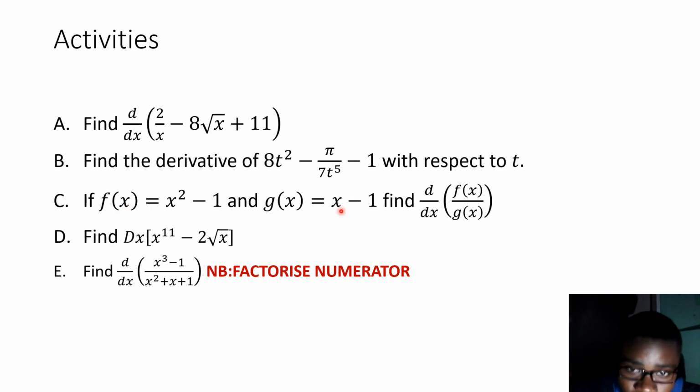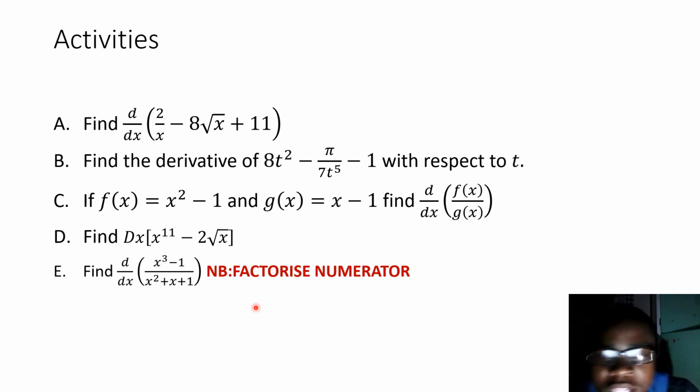Here you have this one, then find d/dx of f(x) over g(x). You simplify, you derive. Here now, this one you need to change, and the final one as well, you need to simplify it by factorizing the top fraction, and then you can find your derivative.